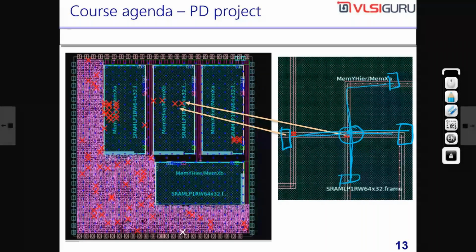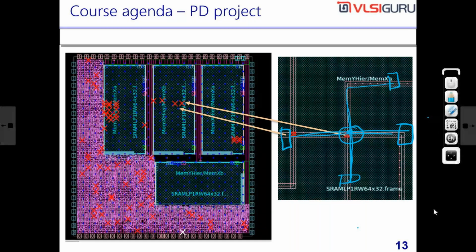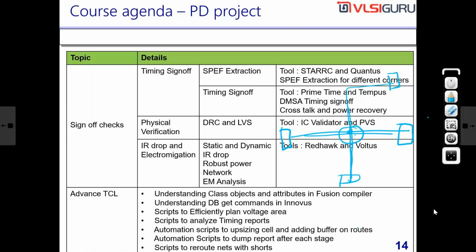Where are these shorts happening? It is shown by these red spots. All these regions have shorts. I have to fix the shorts after routing. In LVS, I told you unnecessary connections are forming shorts. So how do we fix these shorts? After this, we have sign-off checks: timing sign-off, physical verification, and IR drop.